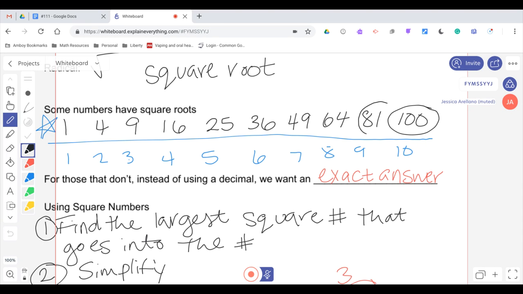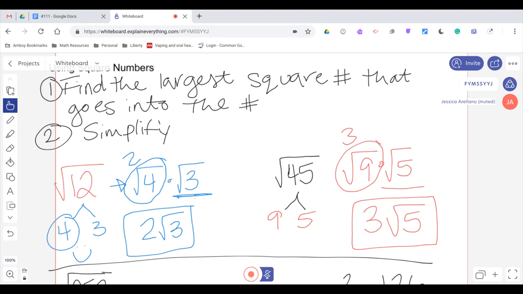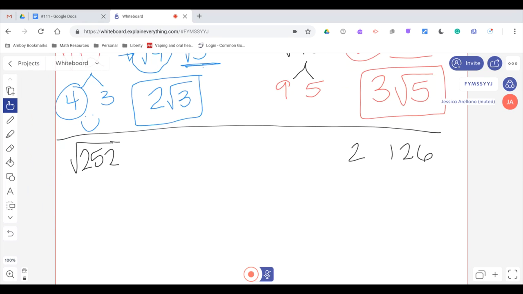But then I'll move on to 81. So 252 divided by 81 does not come out even. 252 divided by 64. Nope. 252 divided by 49. Nope. How about 252 divided by 36? Ooh, yes, that came out to be an even number. Hopefully you have a calculator and are trying this too.